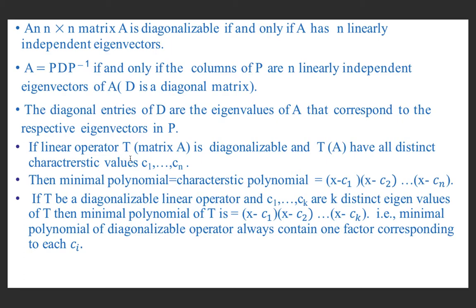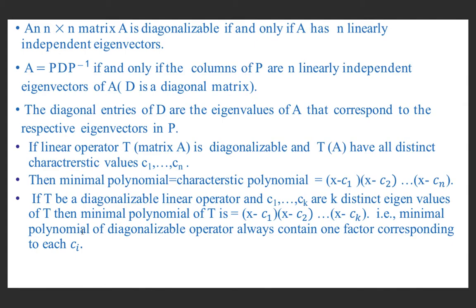If linear operator T is diagonalizable and T has all distinct characteristic values C1, C2, Cn, then the minimal polynomial is equal to the characteristic polynomial, and this is equal to x minus C1 into x minus C2 into x minus Cn. If T is a diagonalizable linear operator and C1, C2, Ck are k distinct eigenvalues of T, then the minimal polynomial of T is x minus C1, x minus C2 into x minus Ck. It means the minimal polynomial of a diagonalizable operator always contains one factor corresponding to each Ci.